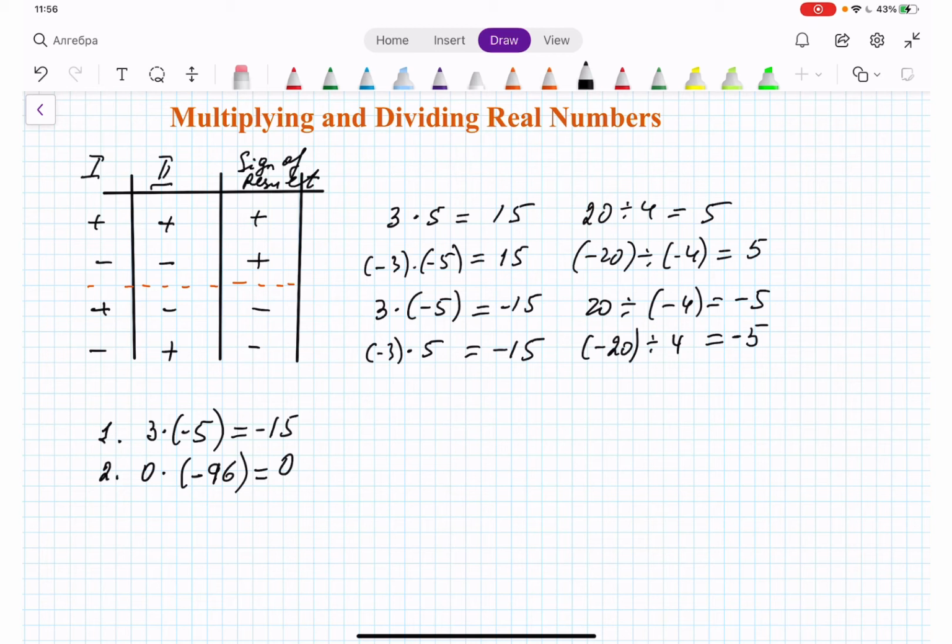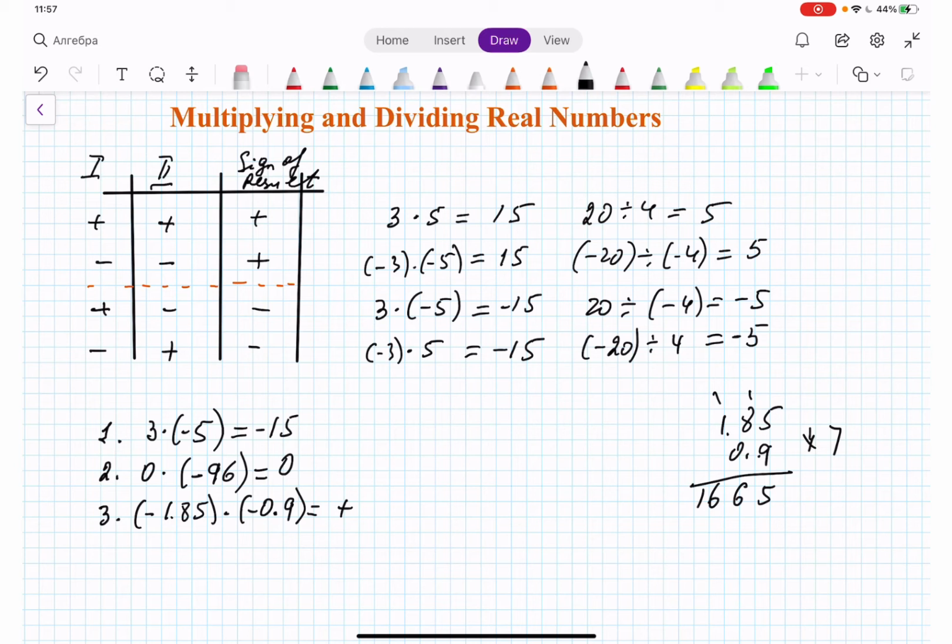Question number 3. Negative 1.85 times negative 0.9. So negative, negative, so our result is going to be positive. Now let's multiply 1.85 by 0.9. 9 times 5, 45, 4 in mind. 9 times 8, 72, and 4, 76. 7 in mind. 9 times 1 is 9, and 7, 16. That's it, because in front here is 0, we don't multiply 0.